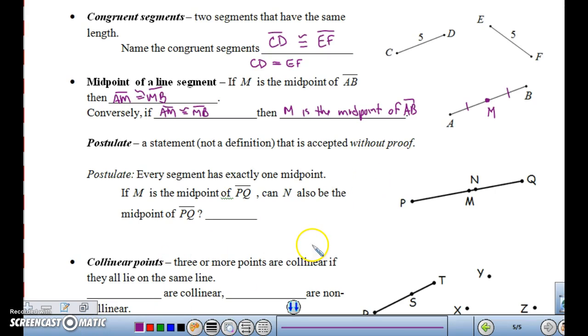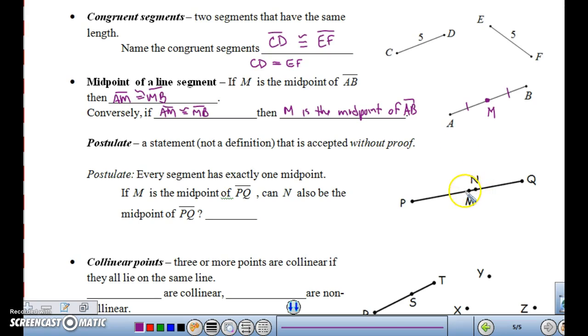Now, along with undefined terms, we also have postulates. Postulates are statements that are not definitions that are accepted without proof. So if we're looking at our first postulate here about a midpoint, every segment has exactly one midpoint. Well, we really don't have to prove that.